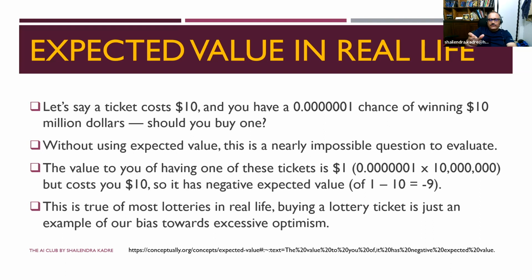So how did you do it? First you find out the expected value. Expected value is $1, and you are spending $10. So 1 minus 10, minus 9. You are losing in this game. Okay, so suppose expected value is $12 and you are spending $10. Then expected value is still positive. Then you can still go for that game.